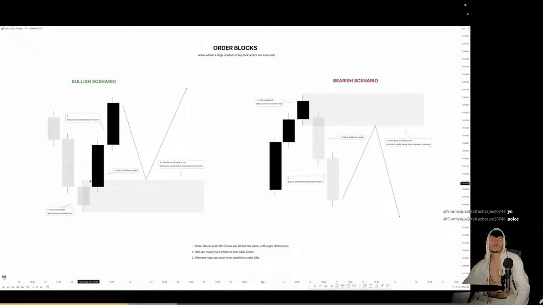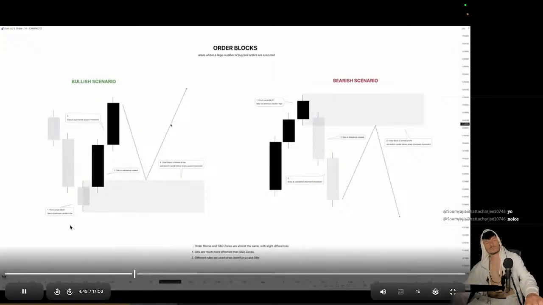And then after that, it must create imbalance, right? That means there must be a gap formed right here that tells us that smart money actually entered into the market and caused this candlestick.